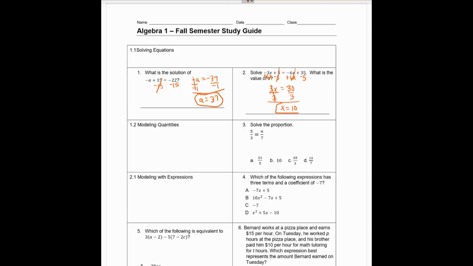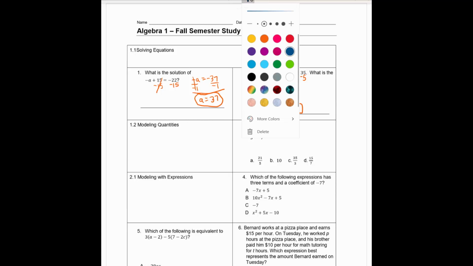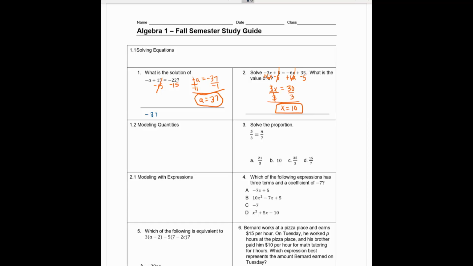On both of these we can check our answer by plugging it back in. So where a is, I'm going to put negative 37. Negative 37 plus 15, does that really equal negative 22? And it does, because that's how adding and subtracting works. Here it'd be a little bit more complicated. I'd have to say negative 3 times 10 plus 5 equals negative 6 times 10 plus 35. Negative 30 plus 5 gives me negative 25. Negative 60 plus 35 also gives me negative 25, so I have done it correctly. And it's nice, especially with a big exam, to know for sure whether you've done something right or not, so that's why checking your answers is helpful.